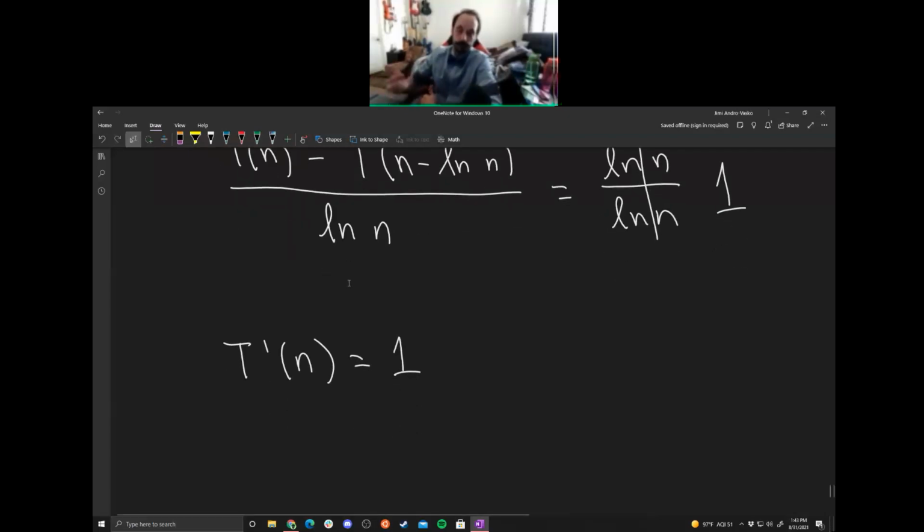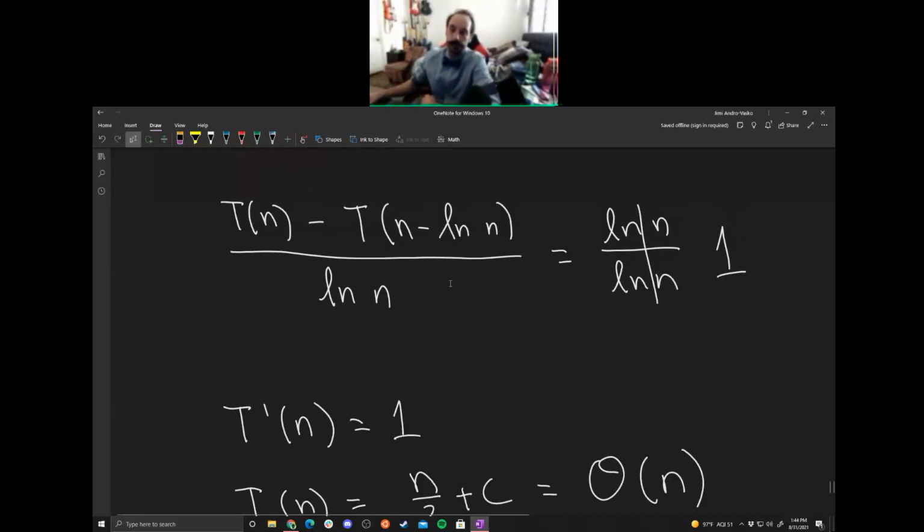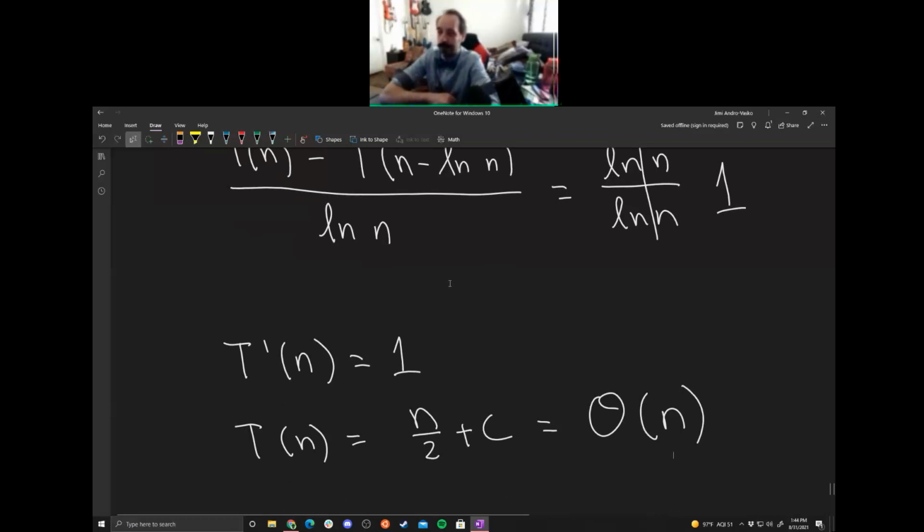Therefore, we take the antiderivative of this, which is simple. T(n) will be n plus some constant, which we can easily show is theta of n. So this problem looked kind of bizarre, but it was relatively easy to work out with the antiderivative method. Those were the more basic, simple recurrences to work out. So any questions on any of these? I'll zoom out so you can see the entire thing here.